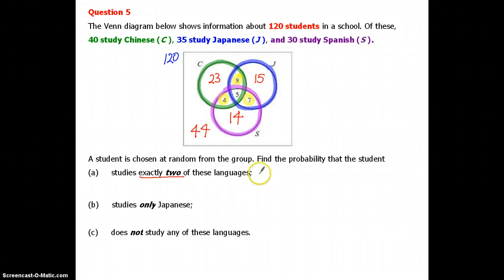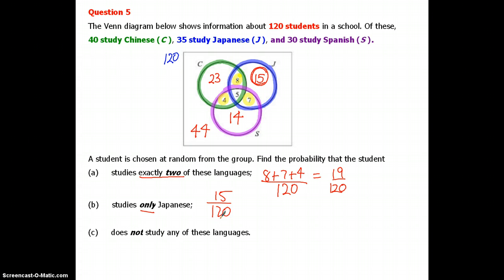So let's have a look at that. To do these ones we've got to add up 8 plus 7 plus 4, and that's over our sample space out of our 120 kids. And we end up with 19 over 120 for our first one. Right, let's have a look at the next one. Studies only Japanese. Well, since we've already completed our Venn diagram, our only Japanese is this one here. They're studying Japanese but not Chinese and not Spanish. So we've got 15 out of 120 there.